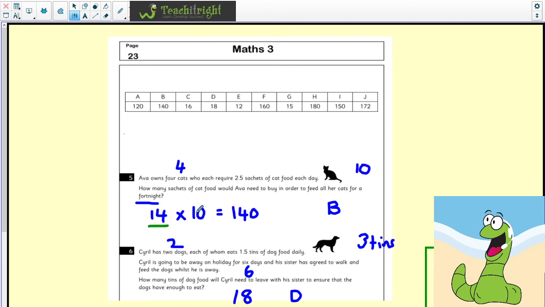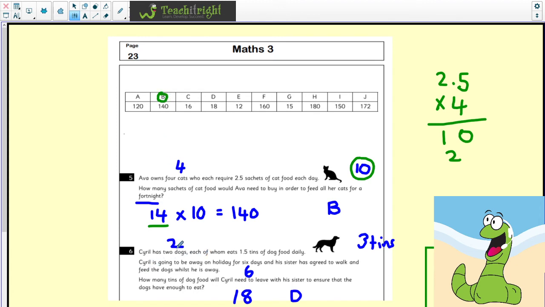So we do 14 times 10, because if we do 4 times 2.5, just show you over here. Some of you might be able to do that in your head, but just in case you do need to do it like this. So you've got 4 times 5, and then you do 4 twos are 8, add 2 there, and then we've got 10. So we know that Ava owns 4 cats who require 2.5 sachets of cat food each day. So that's 10 each day. But we are going to need to feed all her cats for a fortnight. So 14 times 10, of course, is 140. But the answer is B.